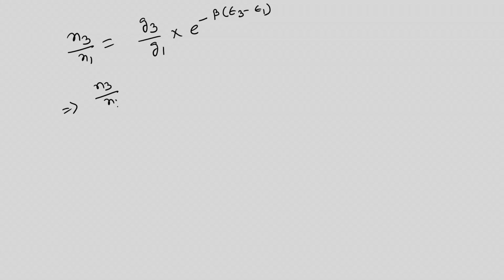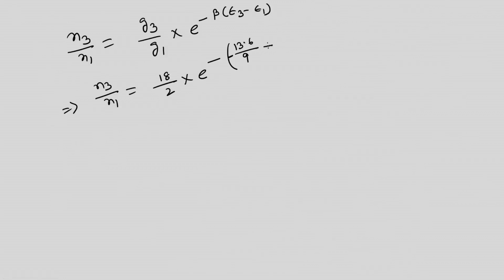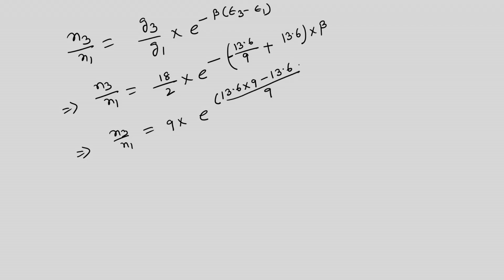So, N_3 by N_1 is g_3 which is 18, by g_1 which is 2, times e to the minus, with epsilon 3 being 13.6 by 9 with the minus sign, minus 13.6, in electron volt, times beta, which is 1 by k_B T. So, we have N_3 by N_1 is 9 times e to the (13.6 times 9 minus 13.6 by 9) electron volt times beta.